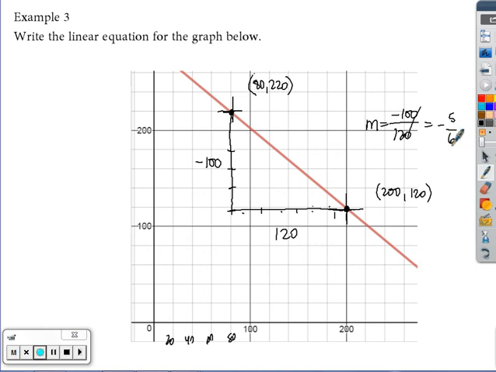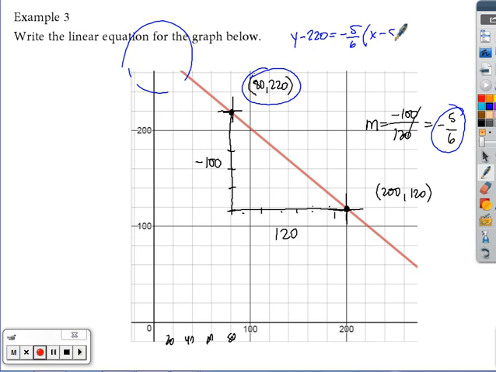I'm going to use point-slope form because I don't know the y-intercept. I can't even see it up here on the graph. I know it touches somewhere, but I just can't see that. So let's choose this point. Here's my slope. Y minus 220 equals negative 5/6 times x minus 80. And that's it.